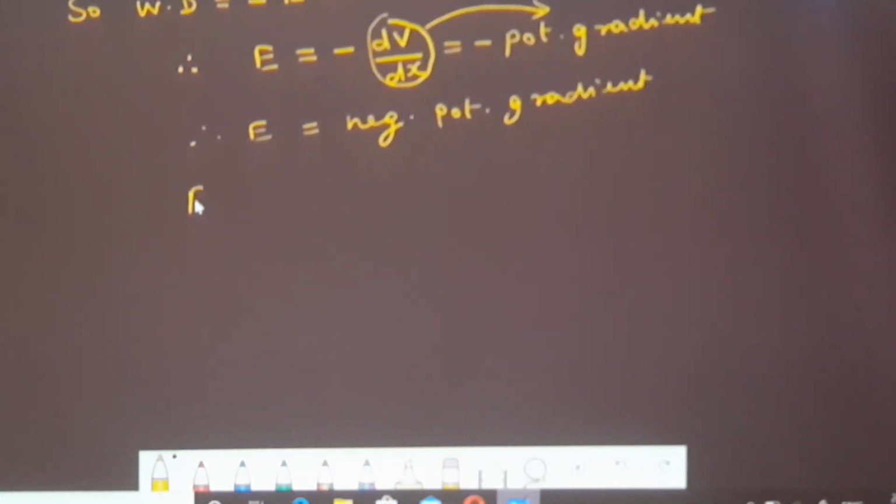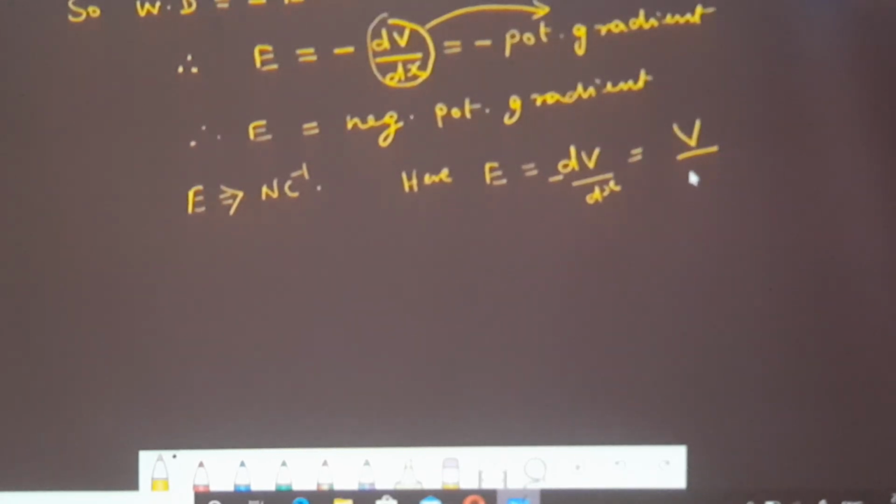Already we have studied that electrical field is measured in an unit called Newton per Coulomb. Here, electrical field E is equal to dV divided by dx with a negative sign. dV is measured in volts, divided by distance measured in meters. So another unit called volt per meter is also used. So this is the relationship between the electrical field and the potential or potential difference.